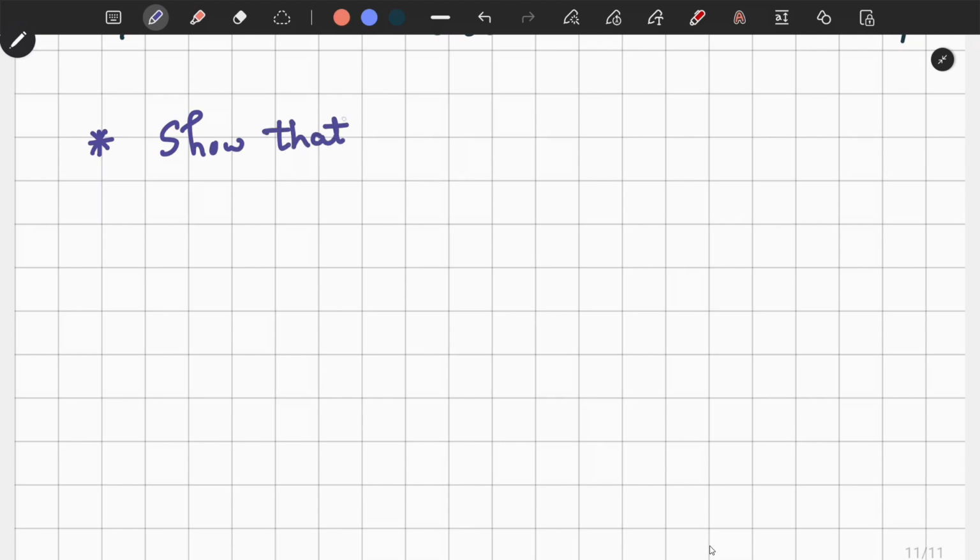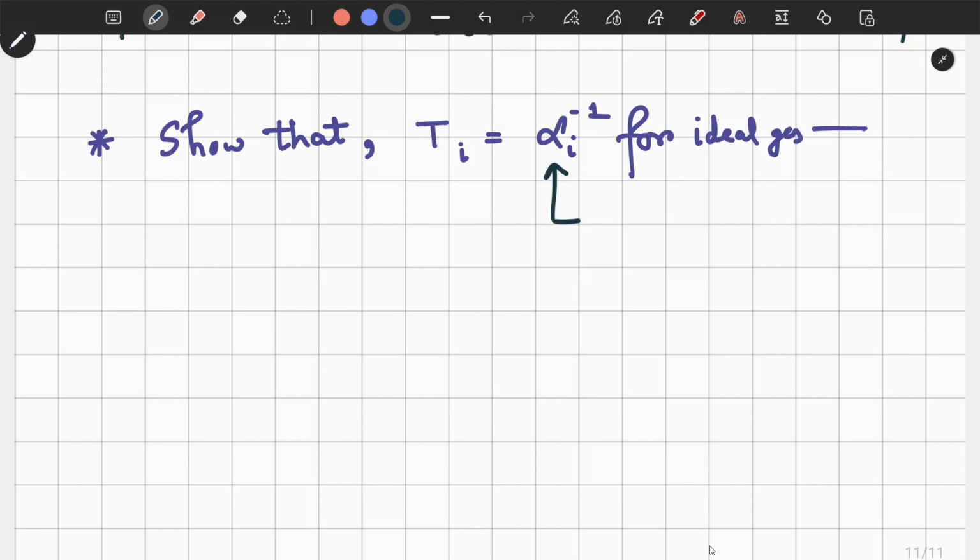So that Ti equals alpha inverse for ideal gas. Great question. Have you solved this question? No. What is alpha? Alpha is the expansion coefficient. The expansion coefficient alpha is 1 by V del V del T at constant P. So do it.